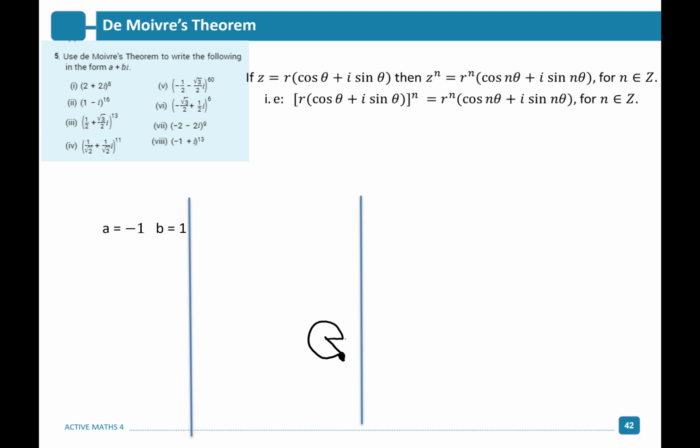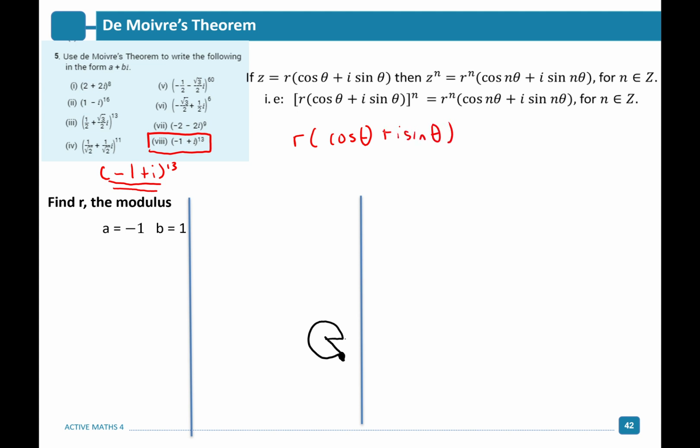Let's look at question 5, part 8. In this case, we're asked to raise the complex number minus 1 plus i to the power of 13. The first thing we need to do is write our complex number minus 1 plus i in polar form. Remember that polar form is r times cos of theta plus i sine of theta.